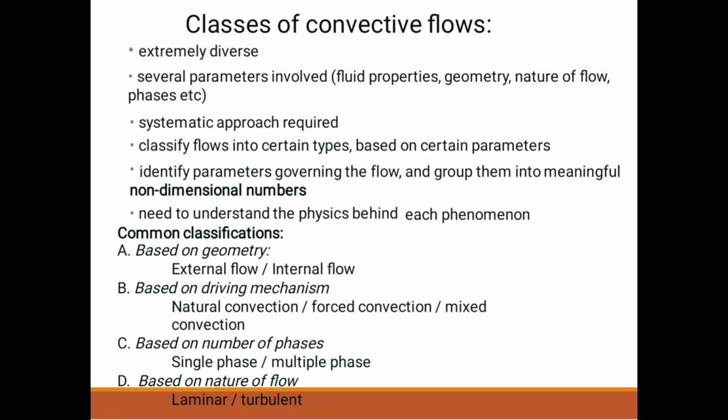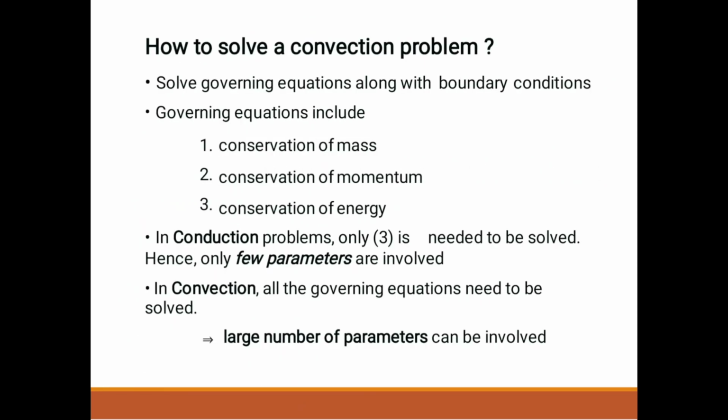The classes of convection flows are extremely diverse, and there are several parameters involved, so a systematic approach is required, and the classifiers are non-dimensional numbers. We need to understand the physics behind each phenomenon. The classifications are based on geometry, driving mechanism, number of phases, and the nature of flow. The geometries are external flow and internal flow, the driving mechanisms are natural convection, forced convection and mixed convection, the number of phases are single phase and multi-phase, and the nature of flow is laminar and turbulent.